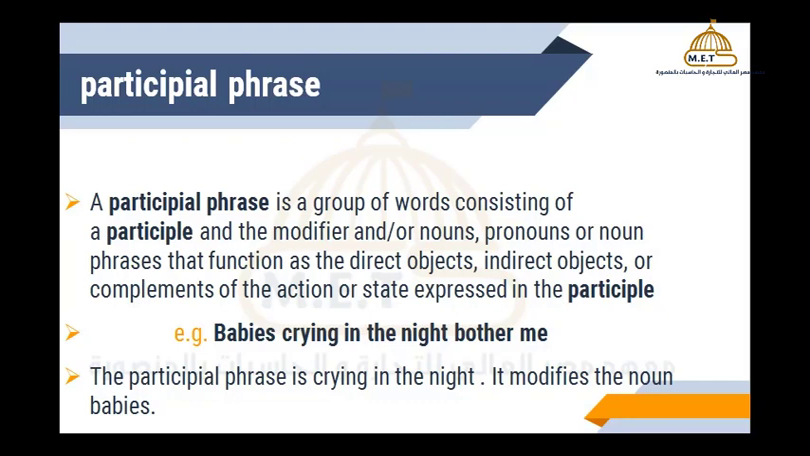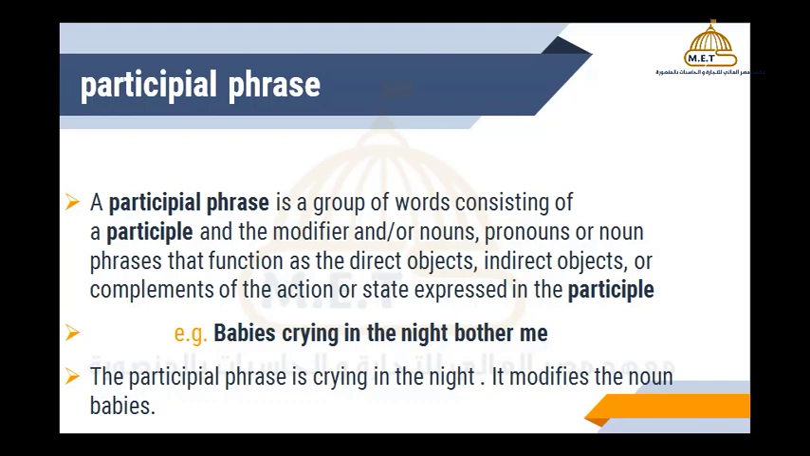babies هنا ال subject و bother هي ال verb. crying in the night is the participle phrase، يعني عندي ال verb الأساسي هو bother، لكن crying in the night دي هي ال participle phrase اللي احنا لسه شارحينها. it modifies the noun babies، يعني هي بتصف ال babies. يبقى أنا كده عرفت ال participle هو ايه وال participle phrase هي ايه.